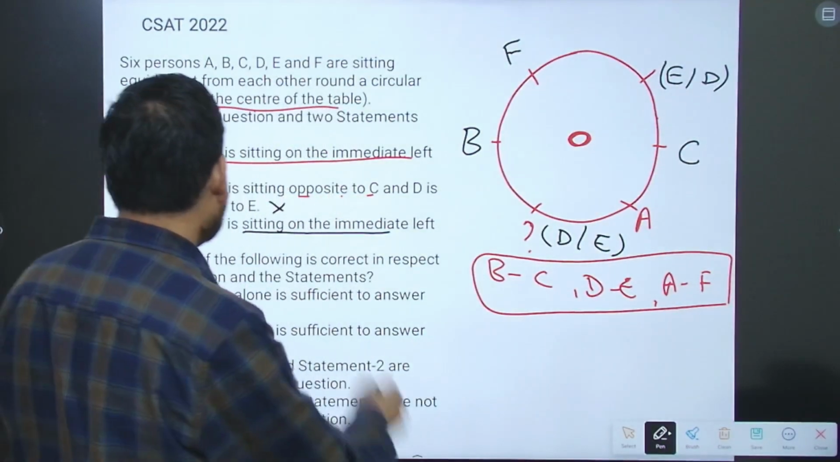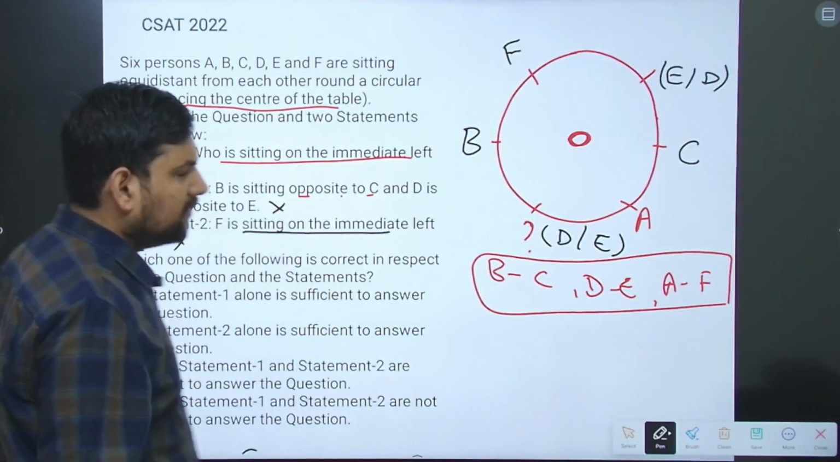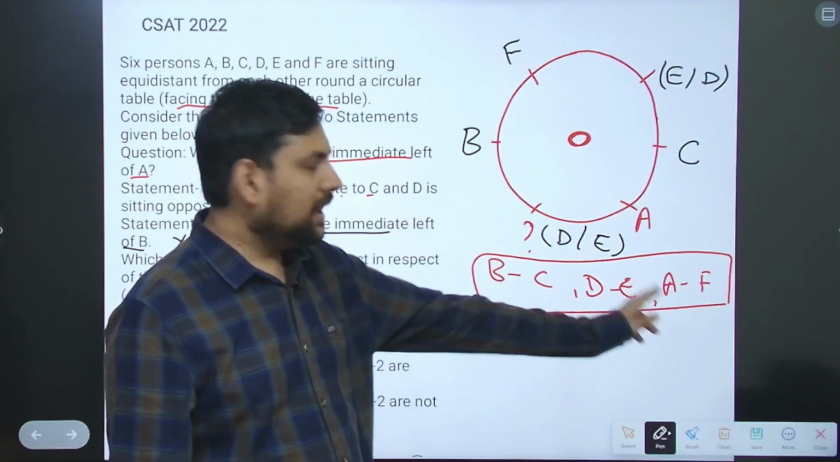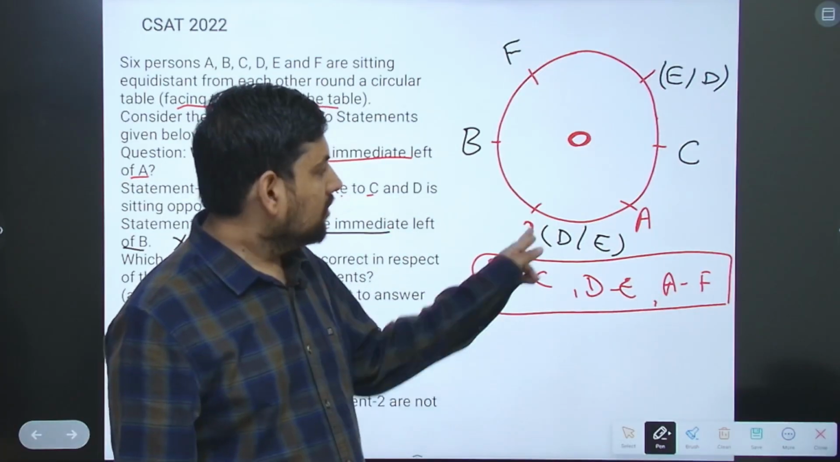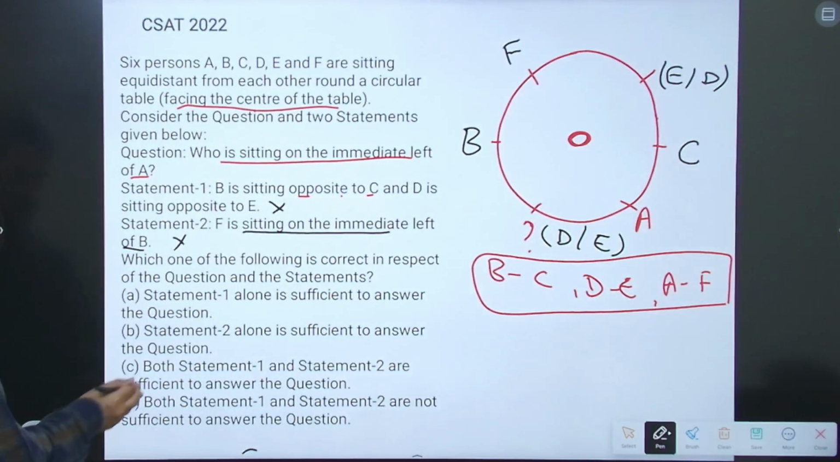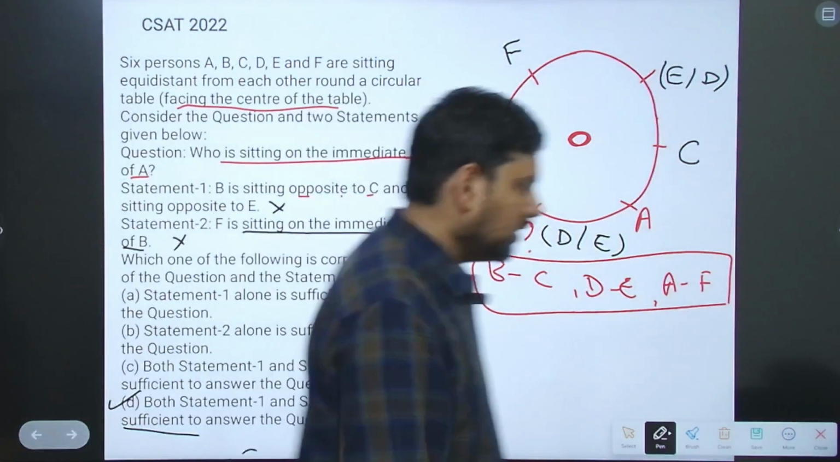So statement 2 is also not enough. Even if you combine both of them, the first one was not telling any new information other than the pairing, which I have already used, but still you are not sure whether it will be D or E. So the answer becomes: both are not sufficient to answer the question.